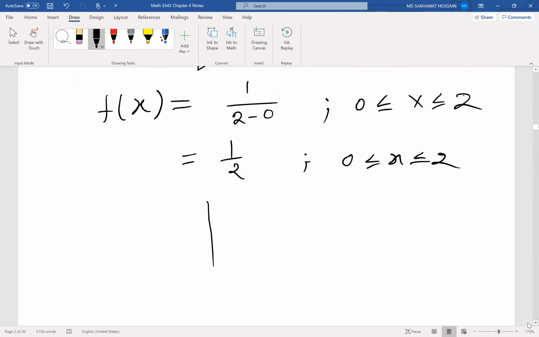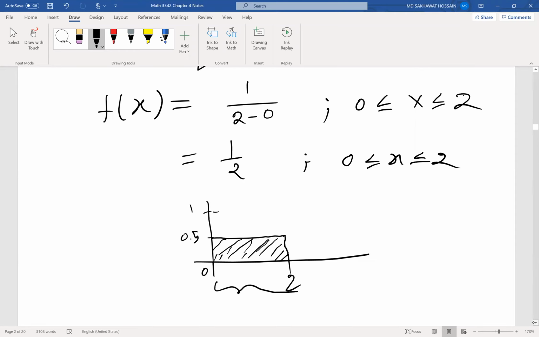So if you draw the graph for this function, this is 0 and this is 2. Suppose this is 1, so it will be 0.5. So the height of the density function is 0.5, and the graph will be flat like this. For the other values, the density is 0. The area under this curve is the total area, the area for this density function. Now we can check that the total area is 1.